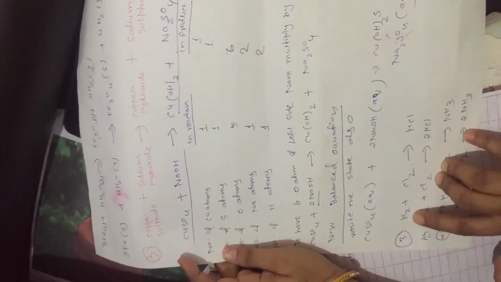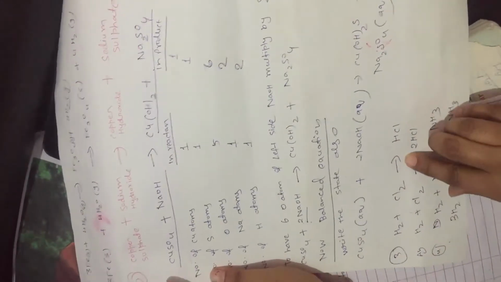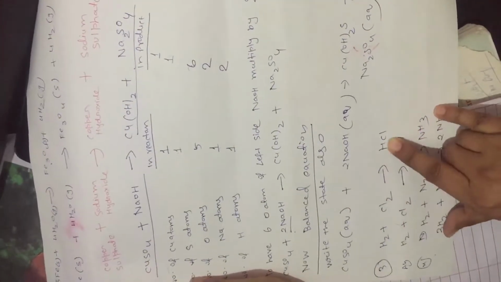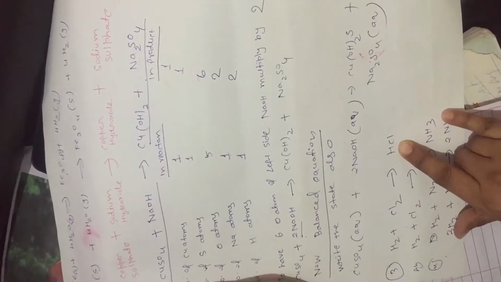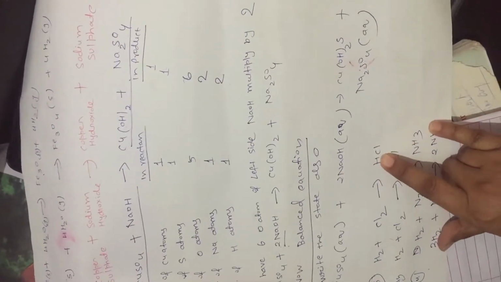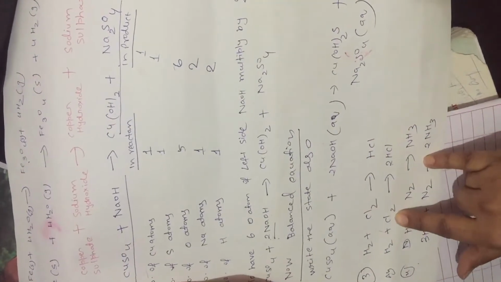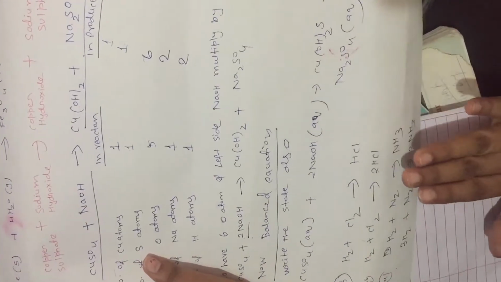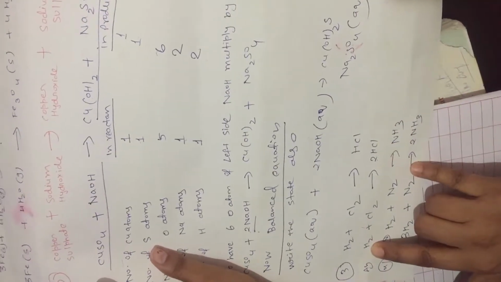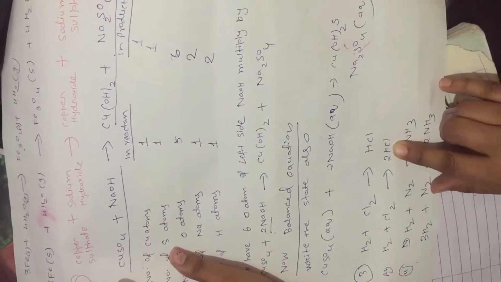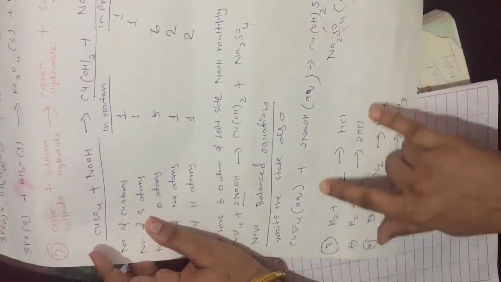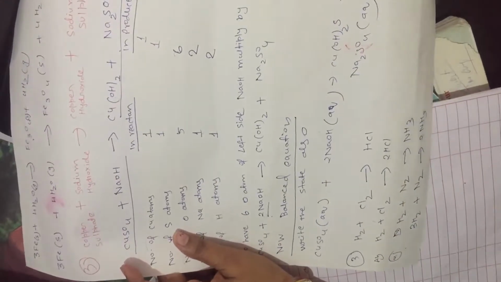Suppose there is an equation H2 plus Cl2 gives 2HCl. We have to balance it. Here hydrogen is 2 and on this side hydrogen is 1 atom. So we have to balance hydrogen. So H2 plus Cl2 gives 2HCl. When we write this, the hydrogen atoms are 2 and here hydrogen atoms are also 2. Chlorine atoms are 2 and chlorine is 2. Now this reaction is balanced.